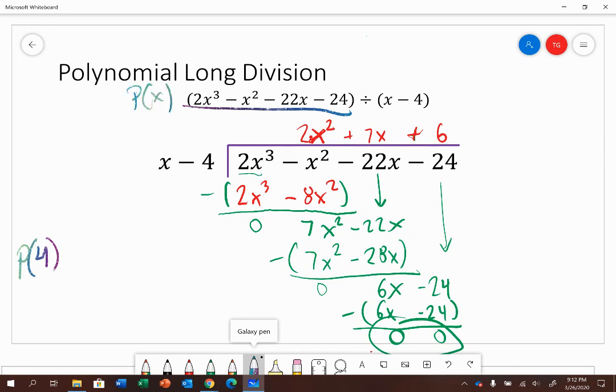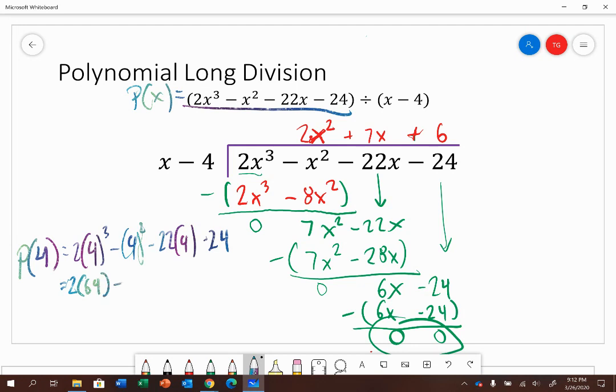if I were to plug 4 in for p of x, this would be 2 times 4 cubed minus 4 squared minus 22 times 4 minus 24. We should expect the answer to be 0. It should be 2 times 64, right? 4 cubed is 64, minus 4 squared, which is 16, minus 22 times 4, which is 88, minus 24. Hopefully this ends up being 0. So 2 times 64 is 128, minus 88 gives us 40. Then minus 16 minus 24, that's also 40, so this would just be 0.